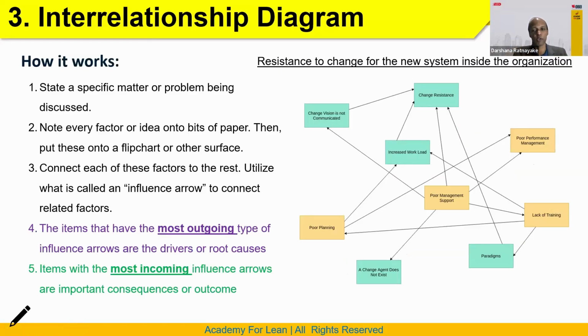Now we know there can be resistance to change. We know early, before you do the change, so we can make this interrelationship diagram. First, state the specific matter or problem being discussed. Okay, we are going to discuss change resistance. This is what we are going to discuss now.